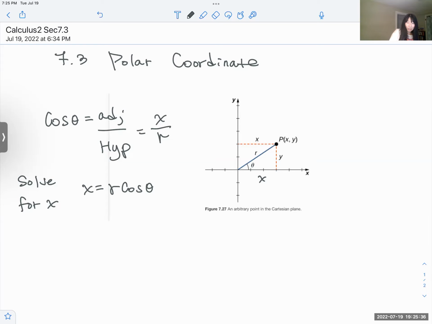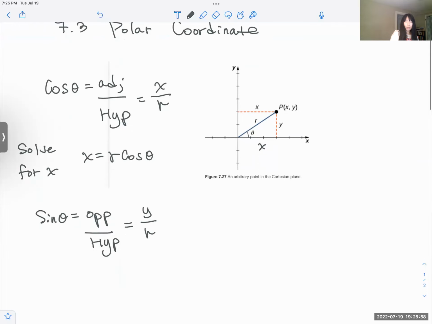Now we have sine theta. In a right triangle, sine theta is opposite over hypotenuse, right? That will be y over r. Very good. Now solve for y. Multiply by r on both sides, so we get y equal to r sine theta, right? Okay, so we have that.